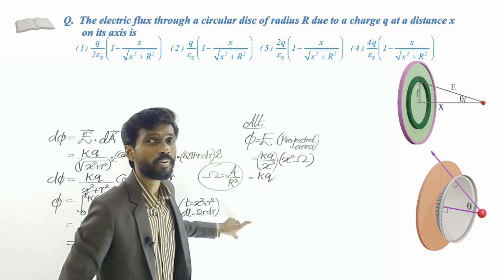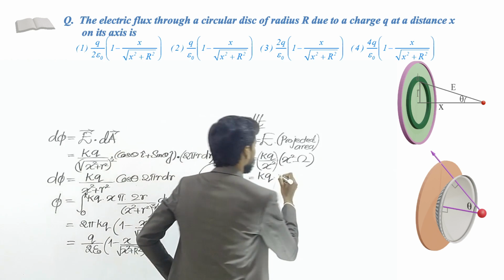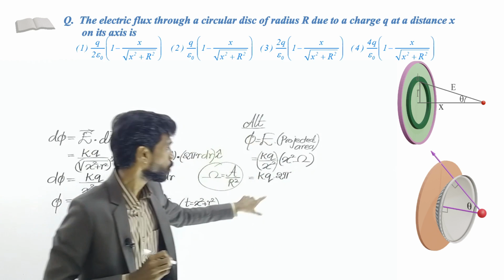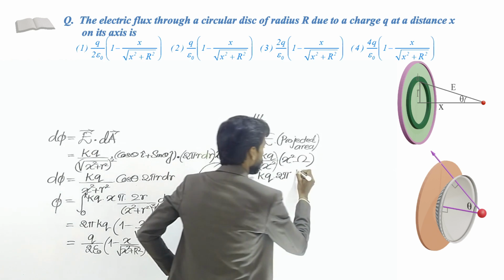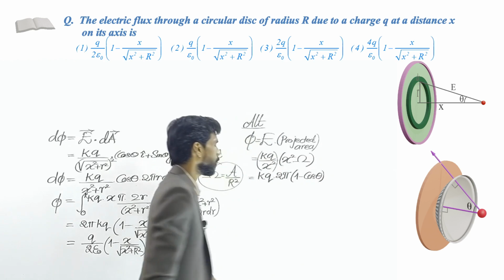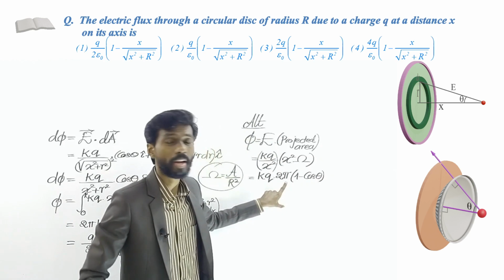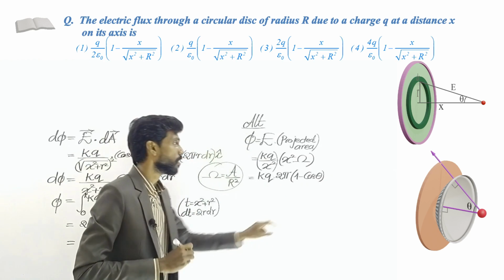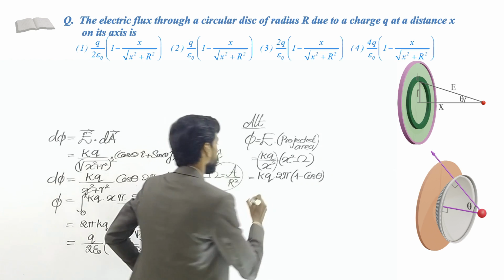So what is the formula for solid angle? We have written solid angle in terms of the plane angle. There is a formula, right? 2 pi multiplied by 1 minus cos theta. That is the formula for solid angle in terms of the plane angle theta. Okay, done. So let us simplify this.